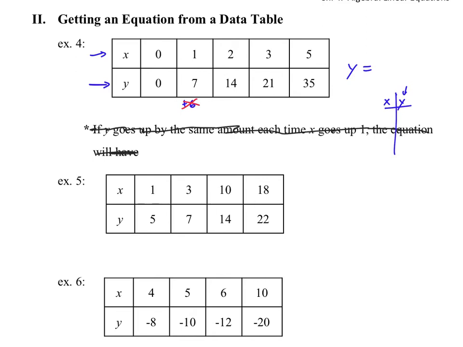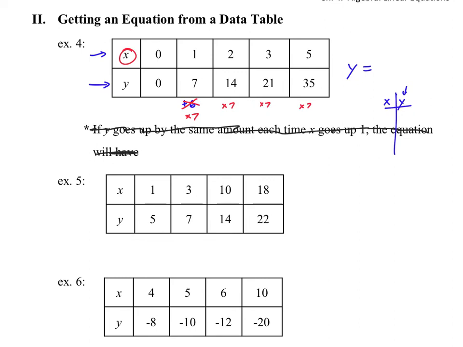What's another way to change a 1 into a 7? Well, I could multiply by 7. And then, does that work for this here? Yep. 2 times 7 gives me 14. And 3 times 7 is 21. 5 times 7 is 35. So in other words, we're taking our x values times 7.